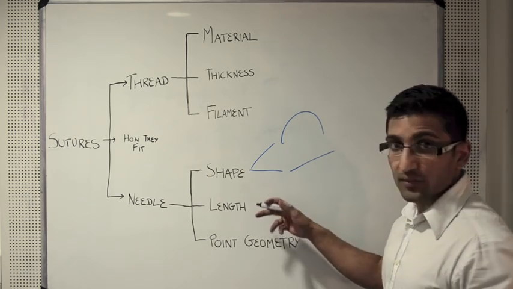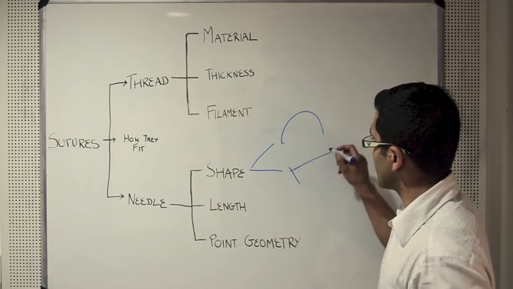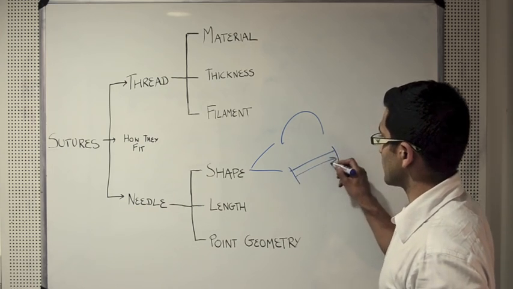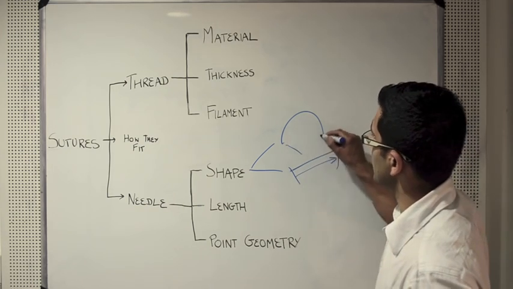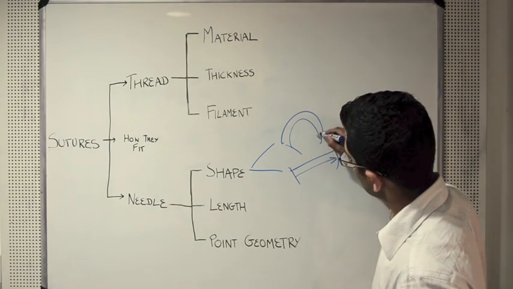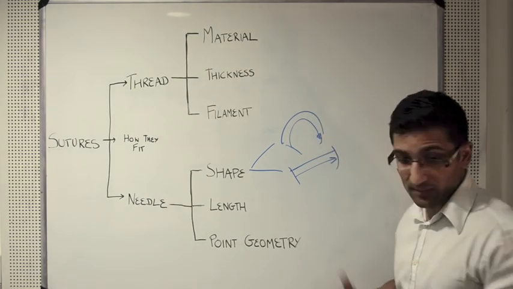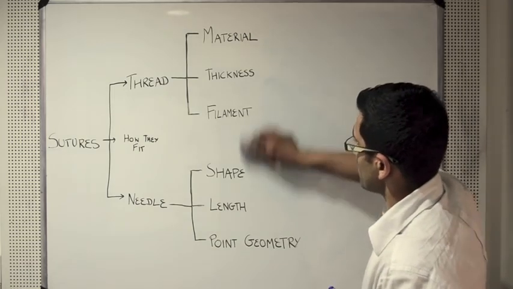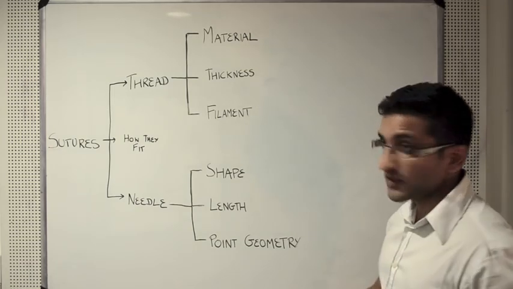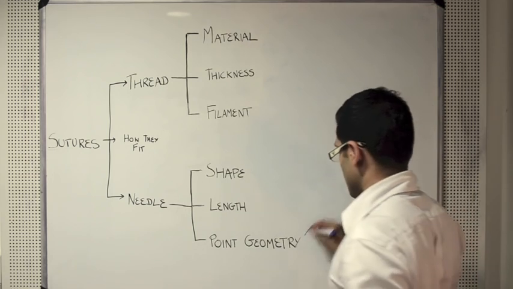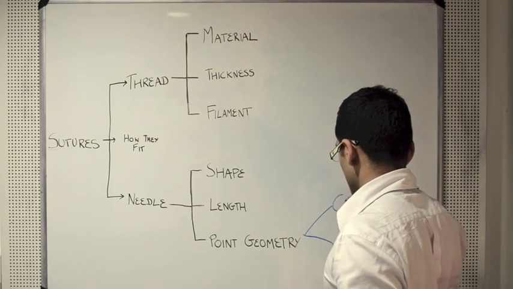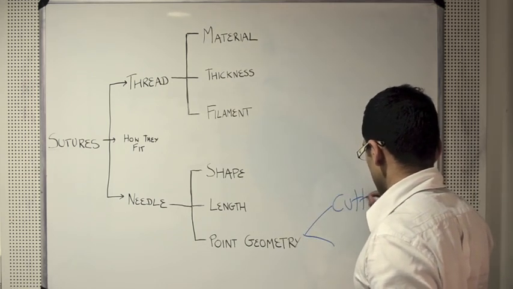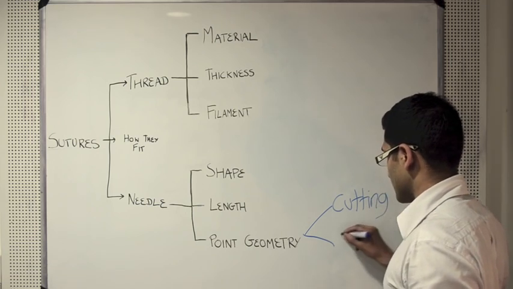The length, there's not very much to be said about this apart from it refers to the length of needle. So with a straight needle it's the straight length, and with a curved needle it's the arc length. So there's not much to be said about the length. The most interesting aspect of a needle is the point geometry, and this refers to the cross-section of the needle if you were to cut it. And there are different types of point geometries. There can be cutting edges or there can be non-cutting edges, and I'll explain what this means.